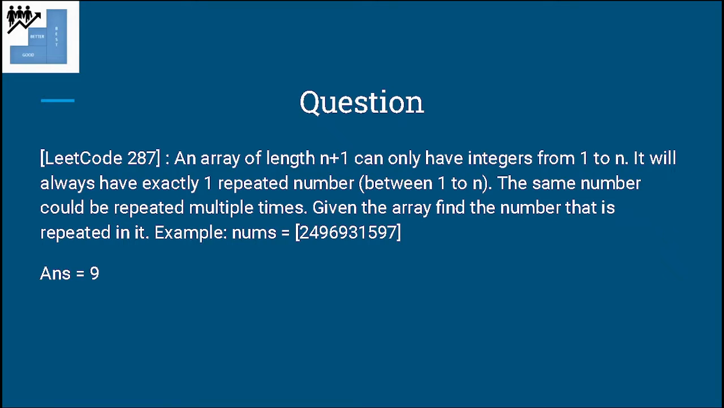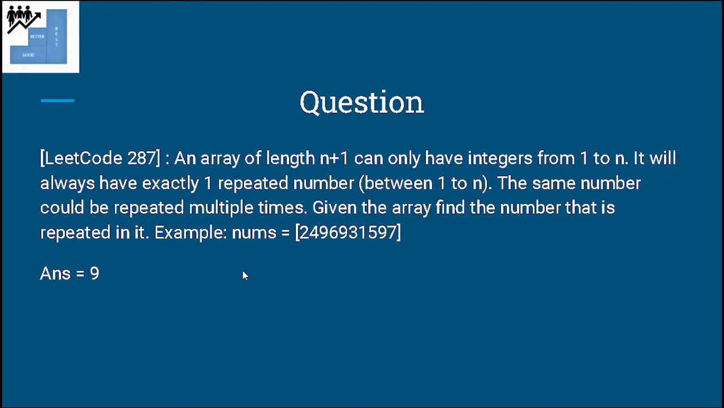We are given an array of length n plus 1 which can only have elements from 1 to n. So there definitely would be one repeated element, but the information given here is that the repeated element would be only one. So there would be only one repeated element, but that could be repeated many times. So an array of length n plus 1 will have elements from 1 to n, and there would be exactly one repeated number, and its repetition could be many, right?